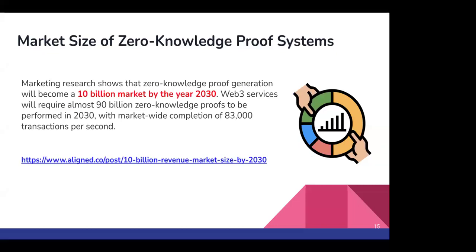Based on market research, zero-knowledge proof generation will become a 10 billion dollar market by the year 2030. That's why we can see there's a lot of potential for applying this technology in different industry domains. If we only consider Web3 or blockchain applications, they will require almost 90 billion zero-knowledge proofs to be generated in 2030. So blockchain and Web3 applications still remain the big customers for this zero-knowledge proof technology. However, you can definitely extend this to traditional industry.